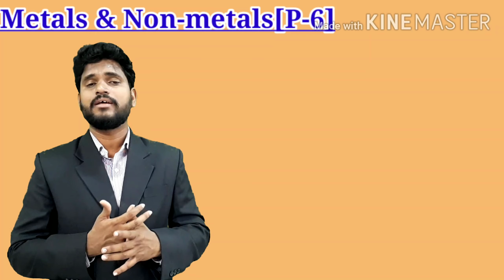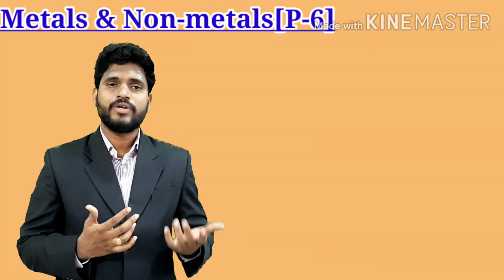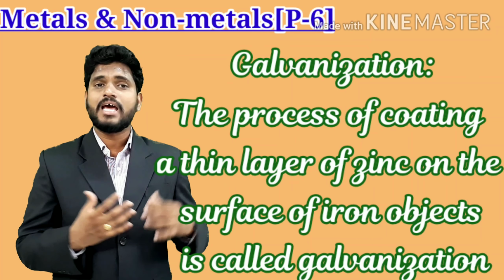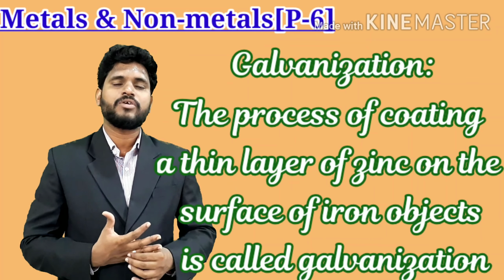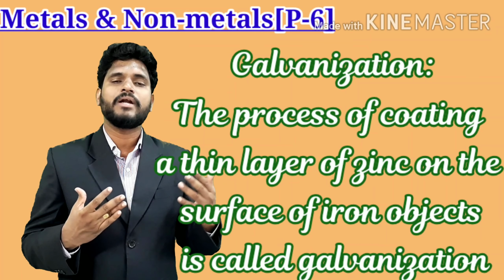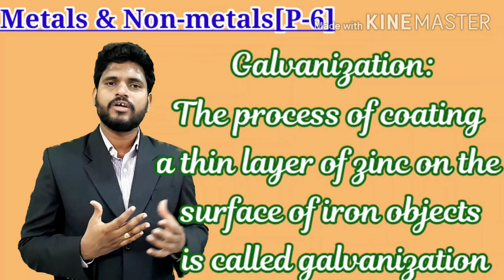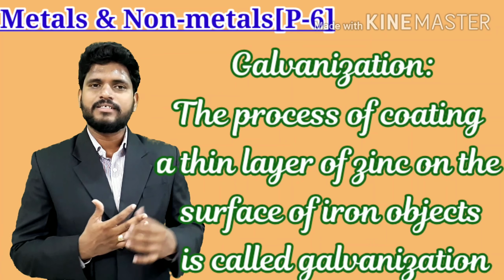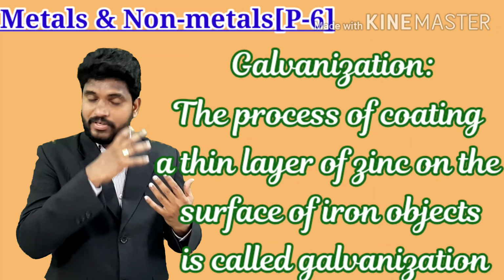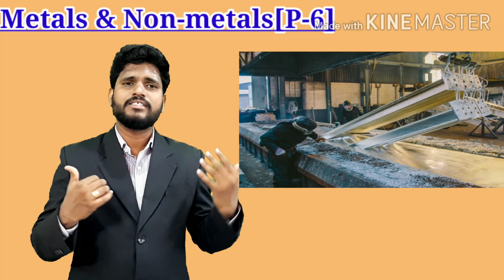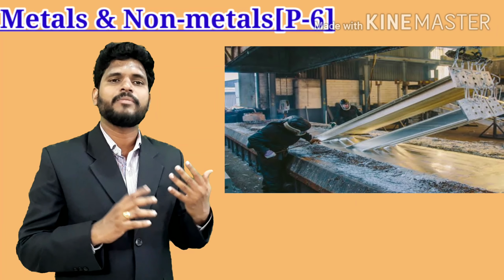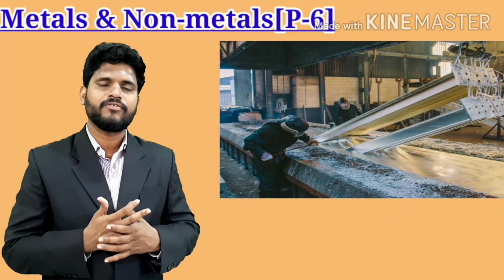And one more important prevention method is galvanization. What is meant by galvanization? Galvanization is nothing but applying a zinc coating on metal surfaces. This is called galvanization. When we apply the zinc coating on the metal surface, what happens, sir? The zinc layer will protect the metal from corrosion.